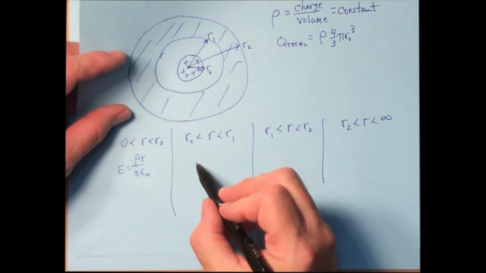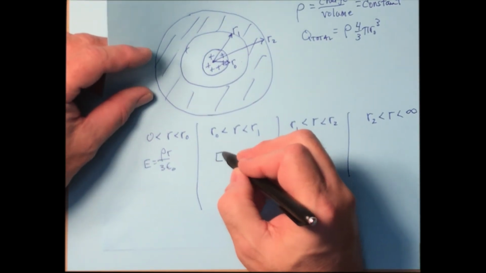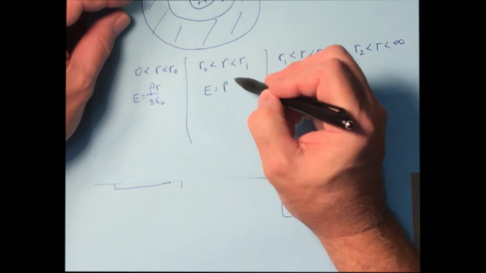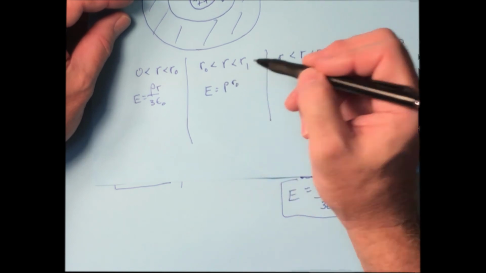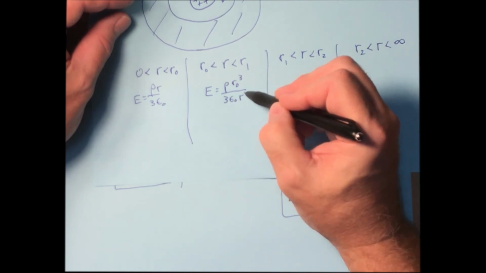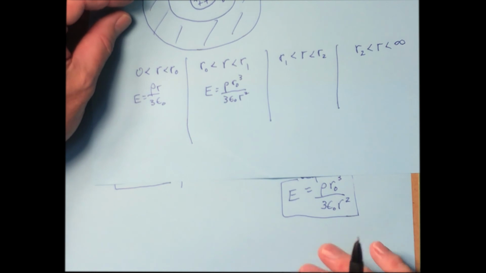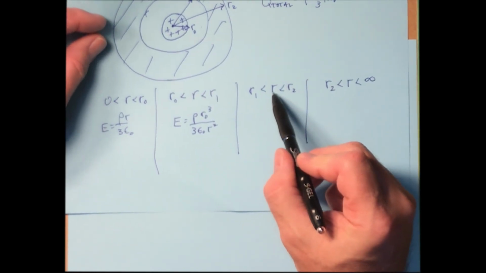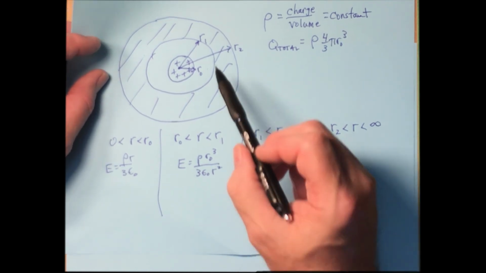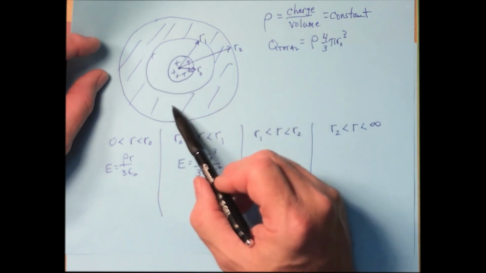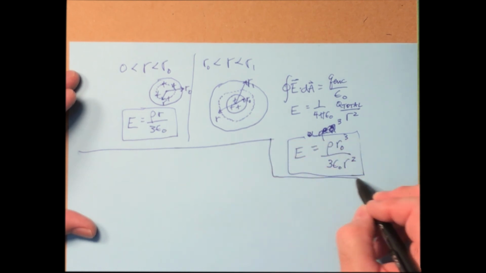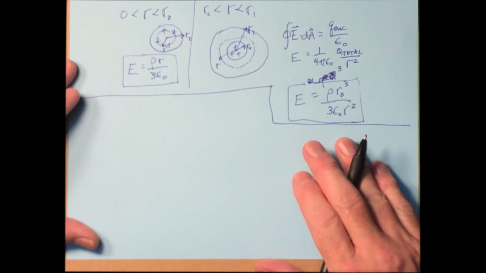So for this one here, I'll just rewrite it. E equals, let's see, where is it? Right here. E equals rho R0 cubed over 3 epsilon naught little r squared. All right, we're done with that one. Now it's time to move on and do the Gauss's law problem for the region between R1 and R2. Here's the region R1 and R2. So for this one, we're going to be inside the conductor itself. So let's block off an area and do it right here.